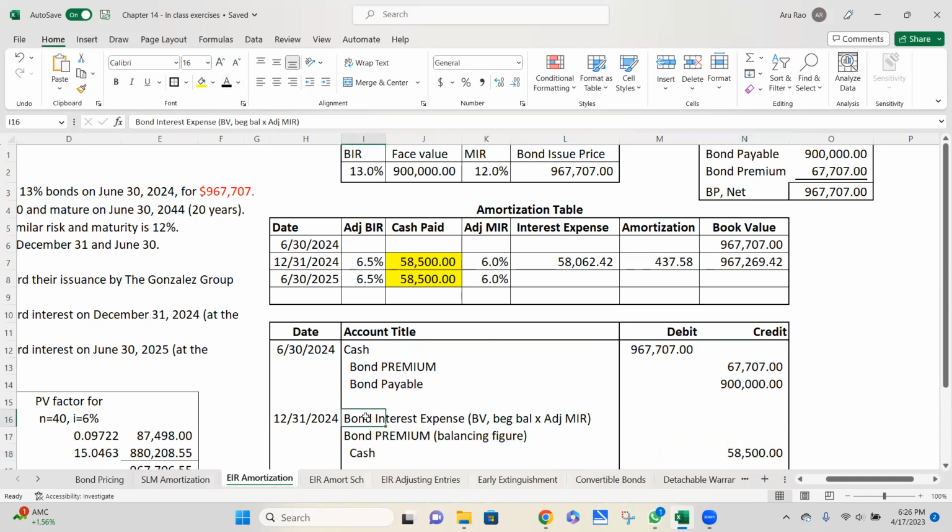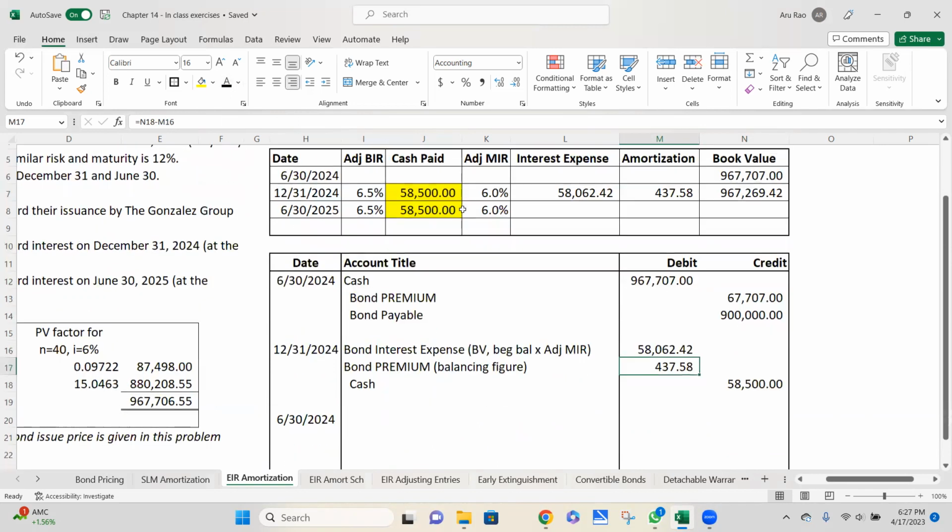Bond interest expense is the book value at the beginning of the period. So it's a previous line you look up over here multiplied by the market rate. The difference between these two numbers is going to be the premium amortization. Again, if you're not sure, should I add or subtract, where should it go on the debit or credit side? Look at the premium here. This is the credit balance. In order to amortize it, I'm going to debit the number. So it's going to be debited over here.